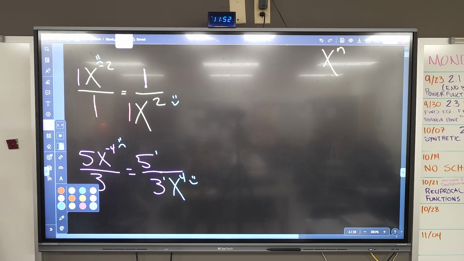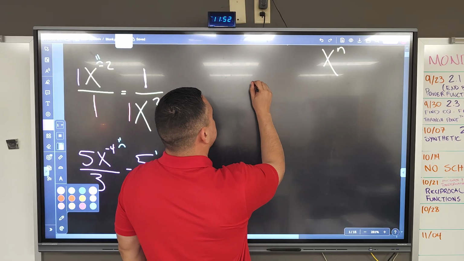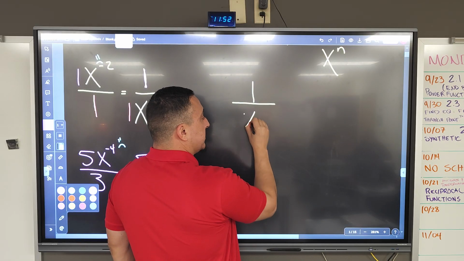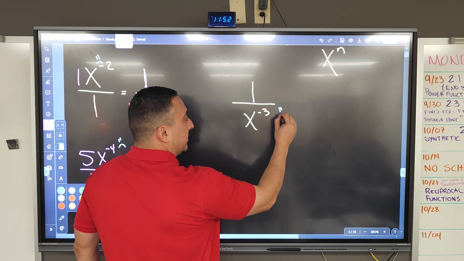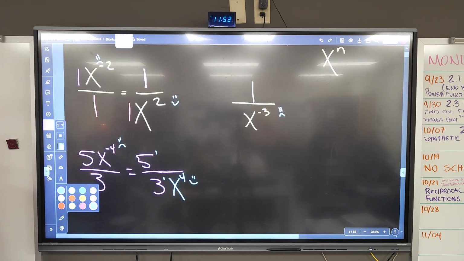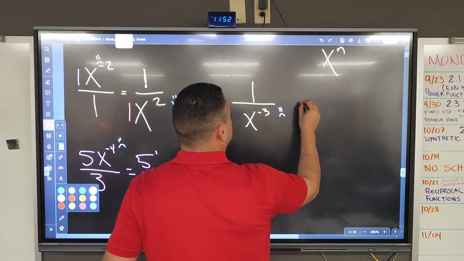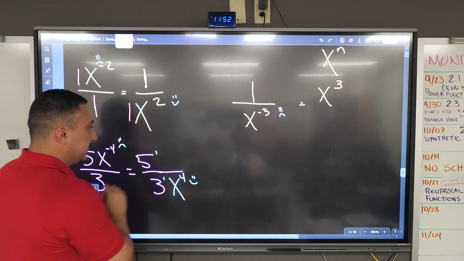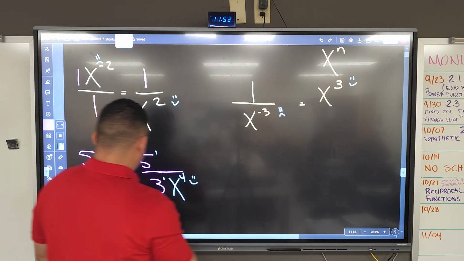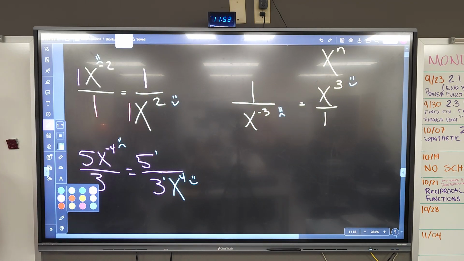Same exact thing if it's at the bottom to begin with. Let's say you had 1 over x to the -3. That means it's unhappy in the denominator and it wants to be in the numerator, right? So we bring it up to the numerator and now it becomes happy. Again, it's still over 1, but we don't really need that 1 there. Does that make sense, guys?